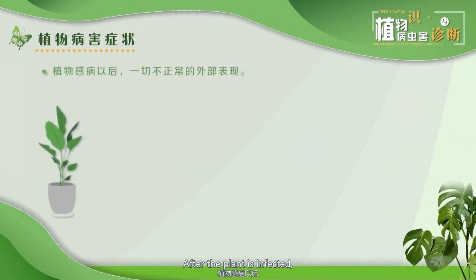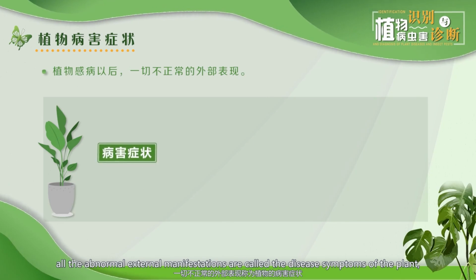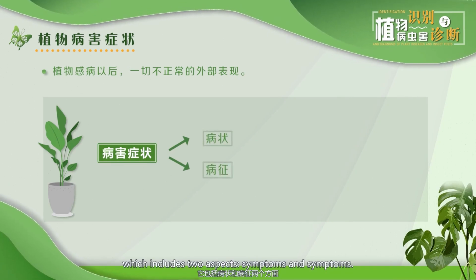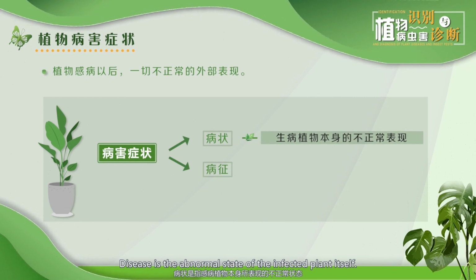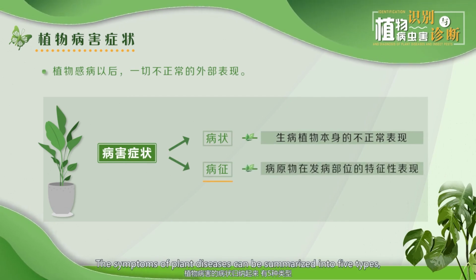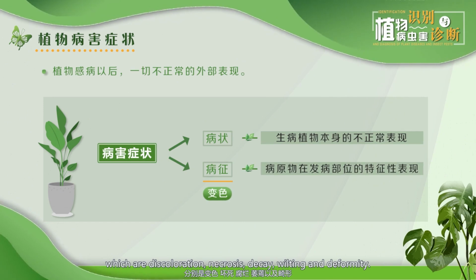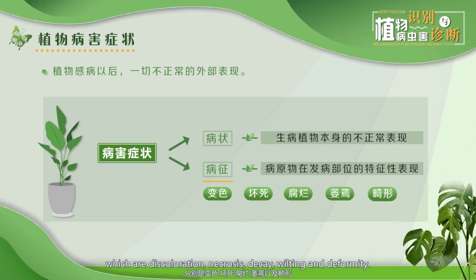After the plant is infected, all the abnormal external manifestations are called the disease symptoms of the plant, which includes two aspects, symptoms and signs. Disease is the abnormal state of the infected plant itself. The symptoms of plant diseases can be summarized into 5 types, which are discoloration, necrosis, decay, wilting, and deformity.